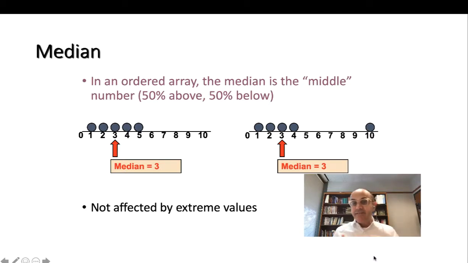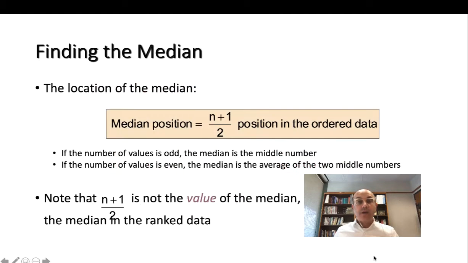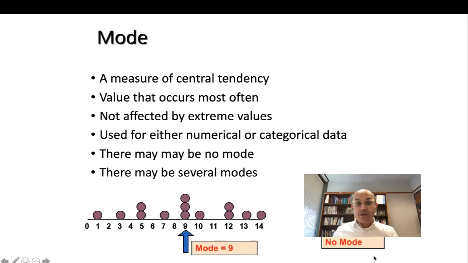Median is a little bit different. Why? What it does is measure the middle number in the row, which means it isn't affected by extreme values. So in the two cases I displayed in this example, the 10 does not affect the outcome. How to find the median? It's n plus 1 divided by 2, but that gives not the number but the position in the ranked data, so we need to order the data first.